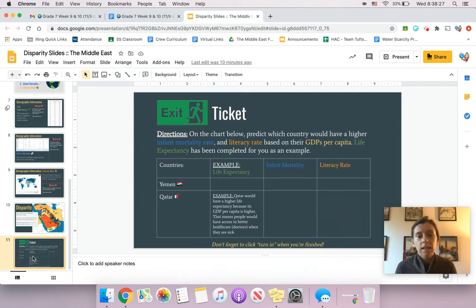At the end of this lesson, you do have an exit ticket. So you need to make some predictions, again, going back to Yemen and Qatar, based off the demographic information you examined today in class, based off their GDPs per capita. You need to make inferences about which countries would have higher or lower life expectancies, infant mortalities, and literacy rates.